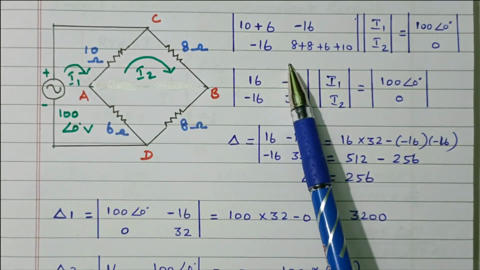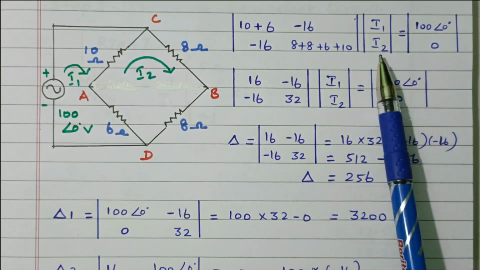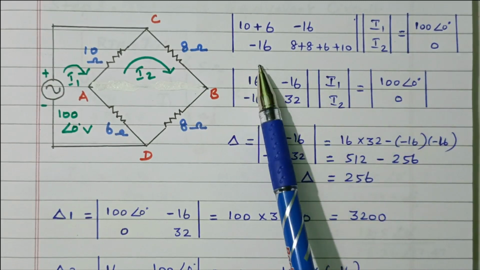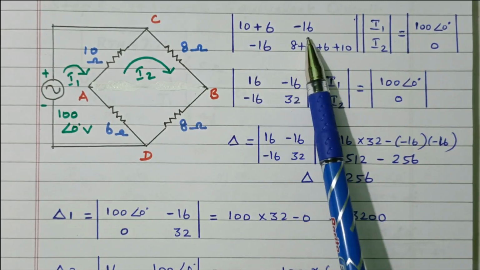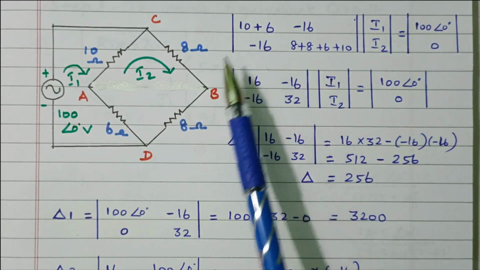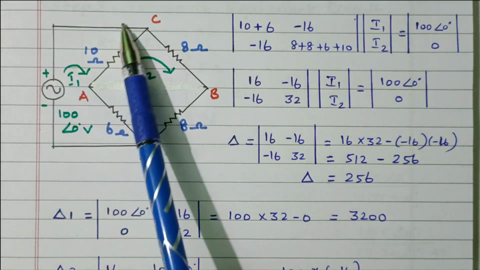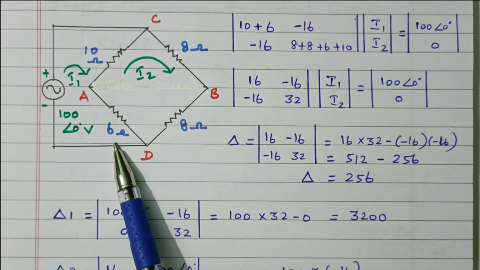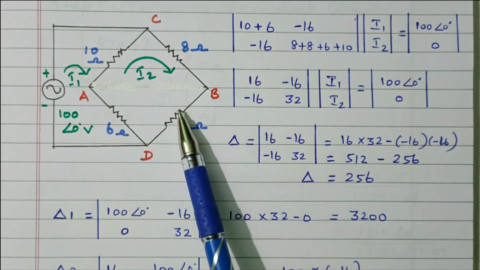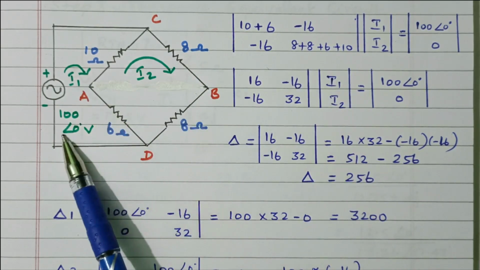By using the matrix method, we can find the current value. This is the voltage matrix, current matrix, resistor matrix. V equals I into R. So this is nothing but R11, R12, R21, R22. R11 is nothing but the total resistance available in loop 1. In loop 1, this 10 ohm and 6 ohm are available. So 10 plus 6. Then R12 is the resistor available commonly between loop 1 and loop 2.